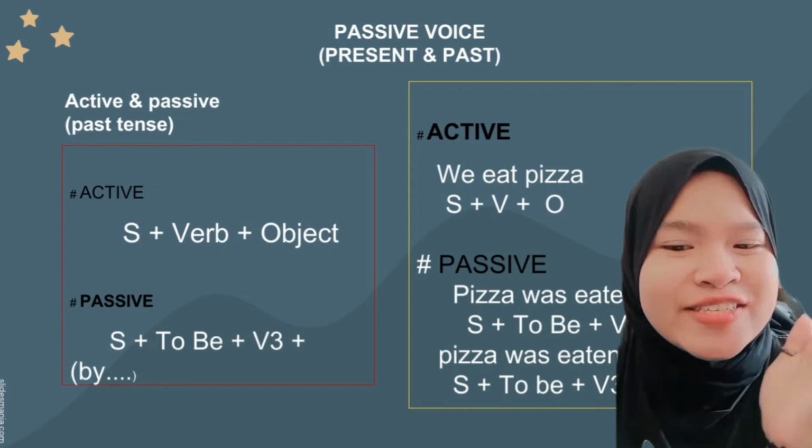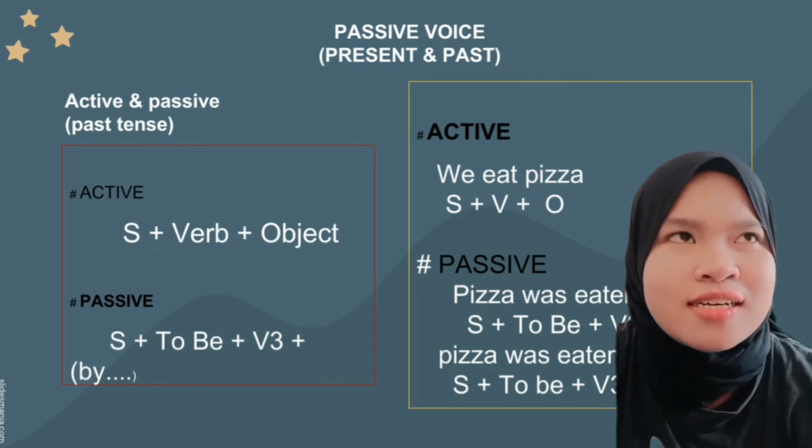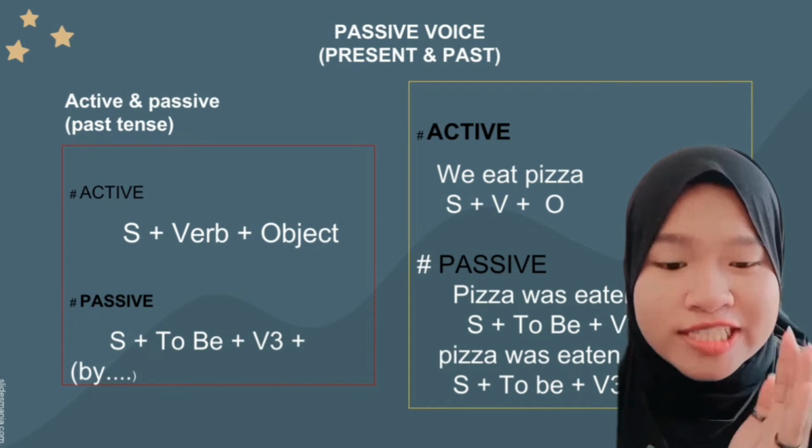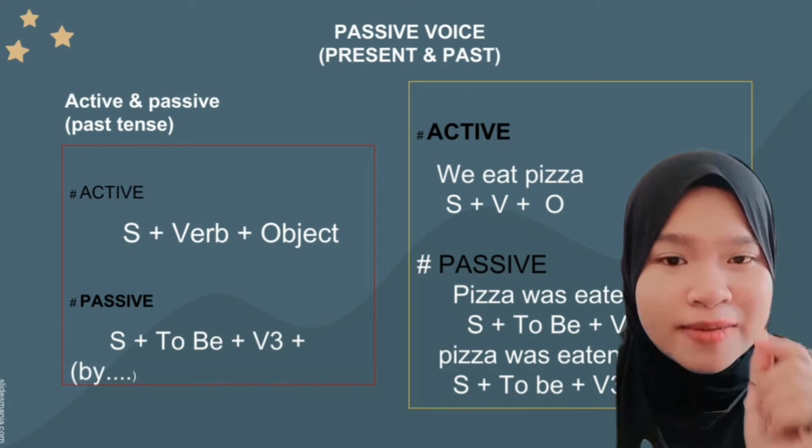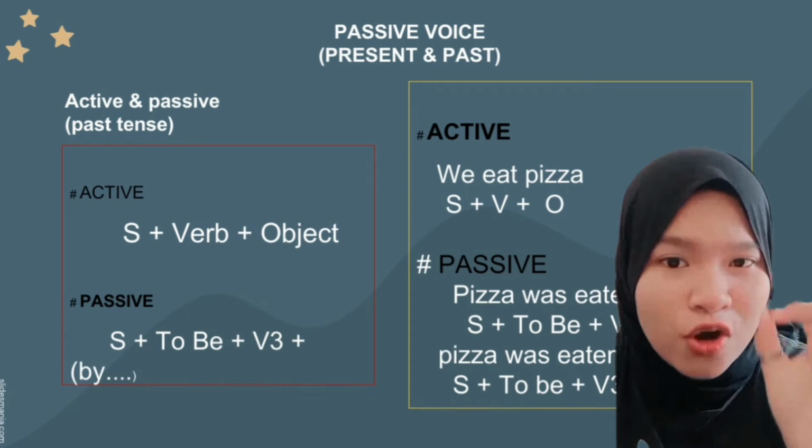Okay, next, this is the formula for how you can use the passive voice or sentence. The first is the formula for an active sentence: subject plus verb plus object.